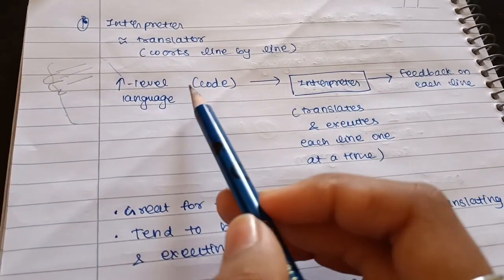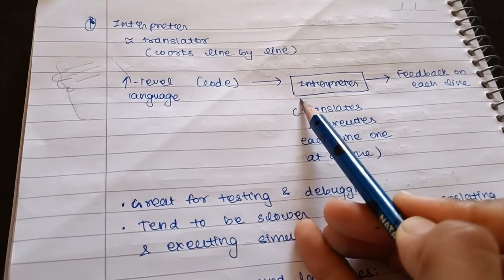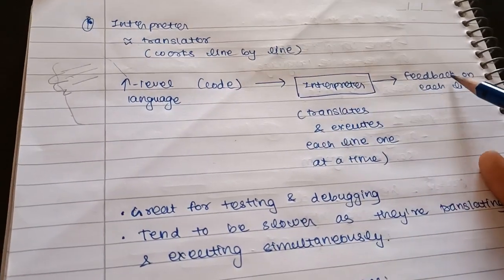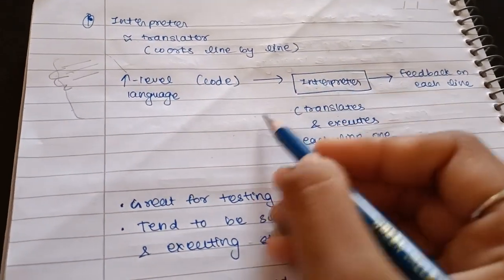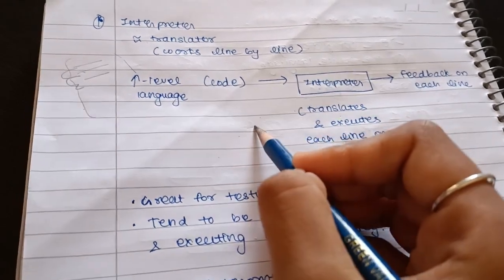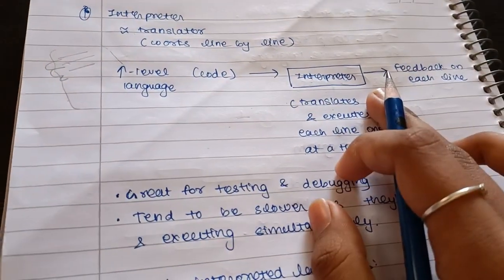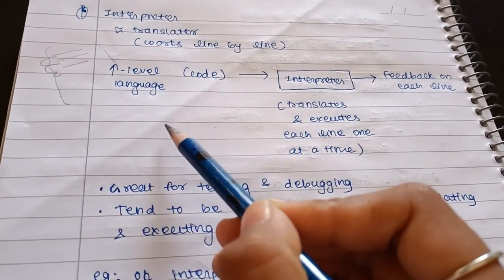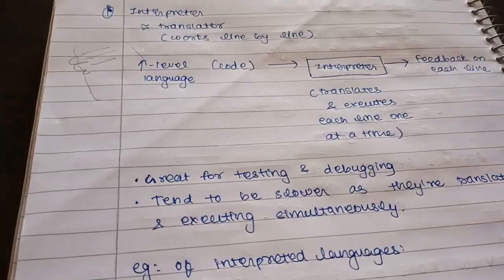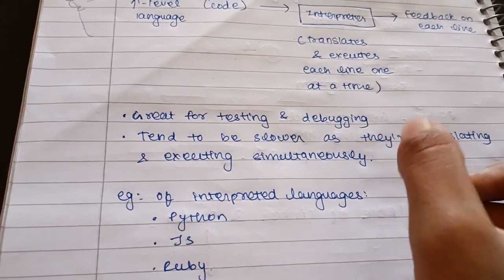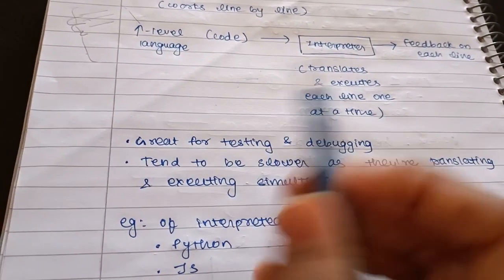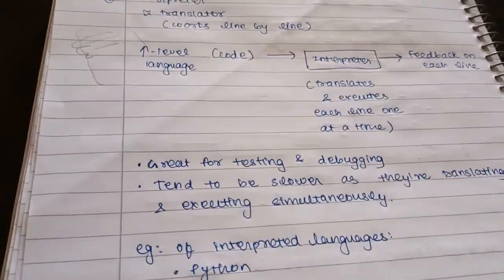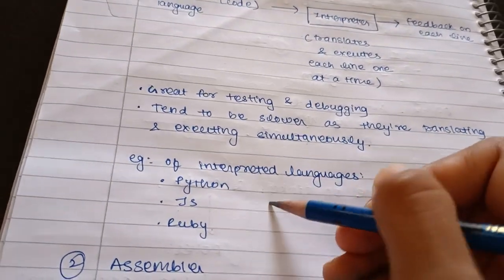So the first task of the interpreter is to translate your code into machine level language, then execute each line at a time and give you feedback on each line. If an error occurs on the first line, the translation or execution stops at the very first line of the code. So it is great for testing and debugging, because debugging involves execution of each line. As we are doing the execution and translation of each line, it's going to be slower. Examples of interpreted languages are Python, JavaScript, and Ruby.